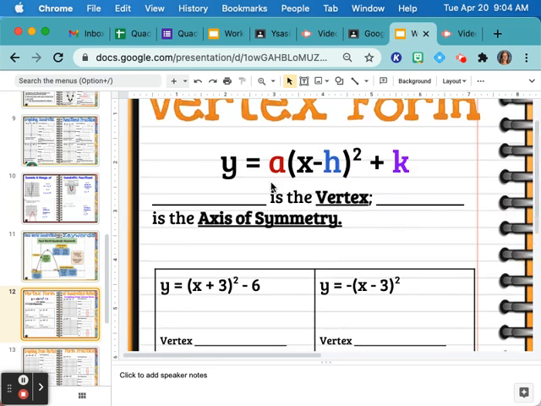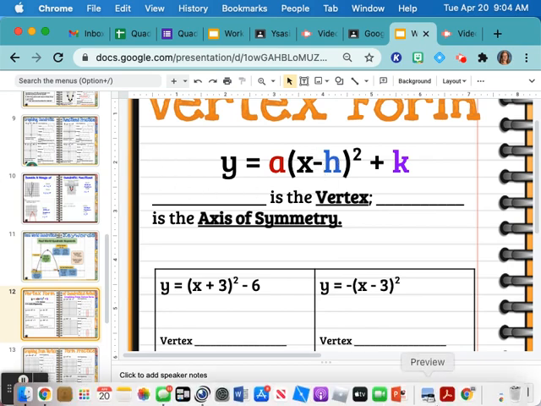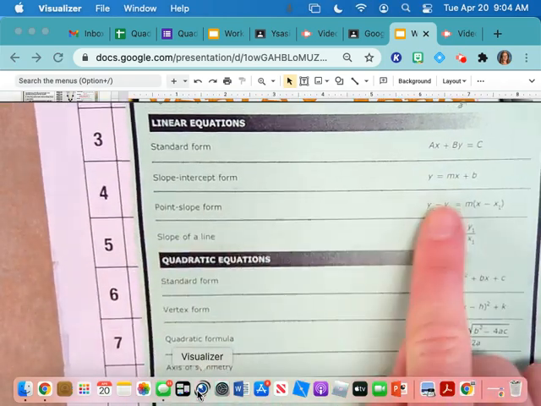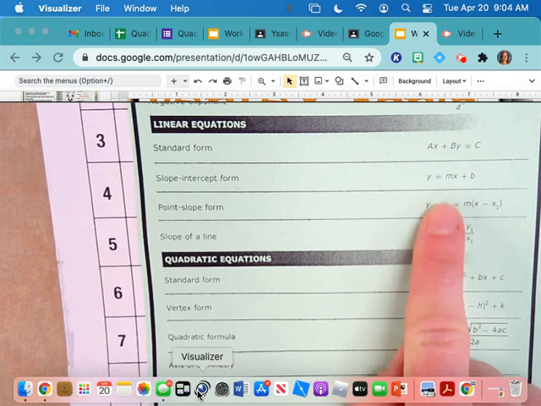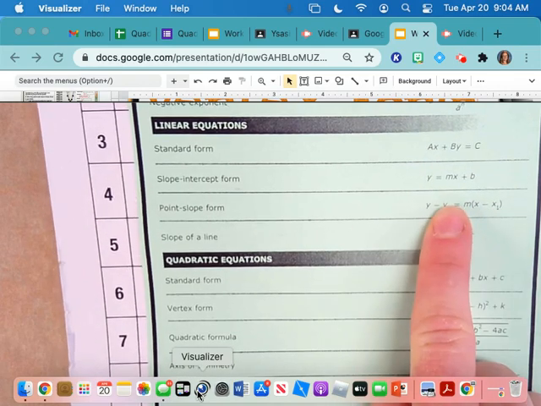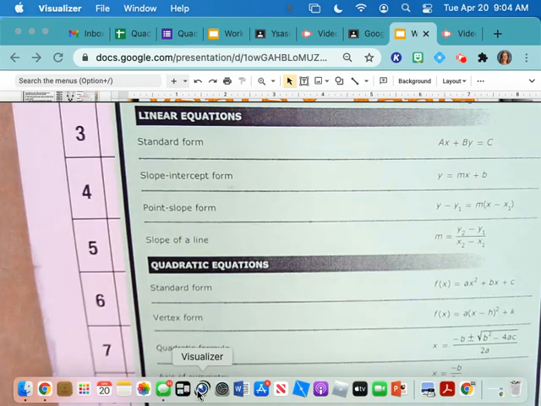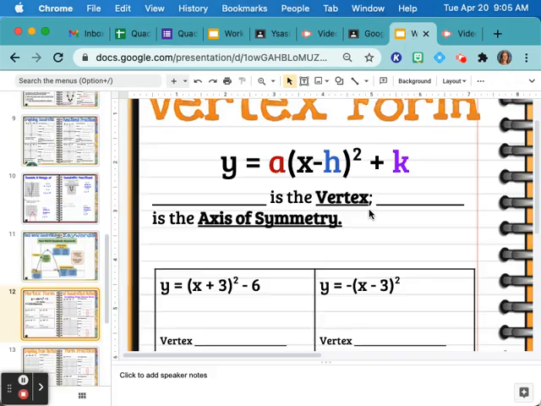So y equals a(x minus h) squared plus k. So see how there's a minus in our formula? That is similar to how we had a minus in our point slope formula. So it's going to change the values of whatever y1 is. It's going to change it to a minus or a negative. Same thing for the h and k. The h and k, that is actually your vertex.